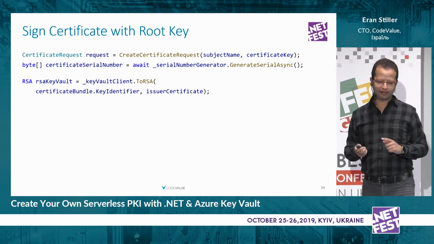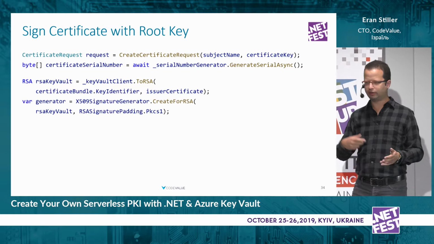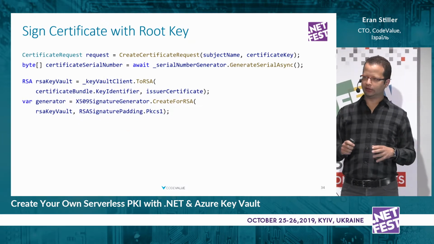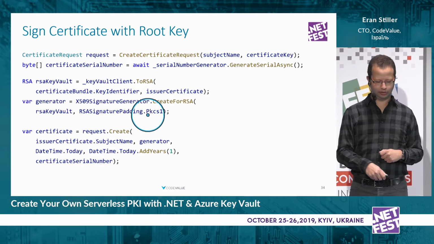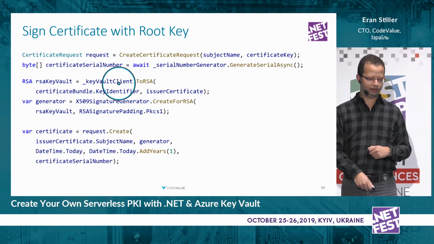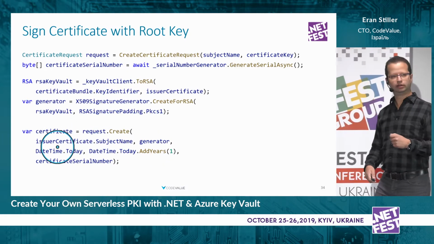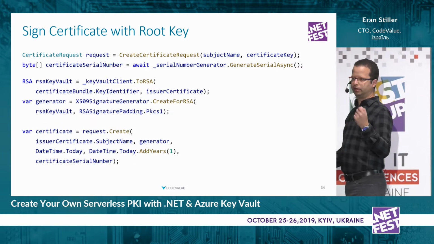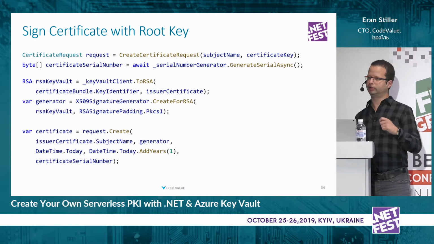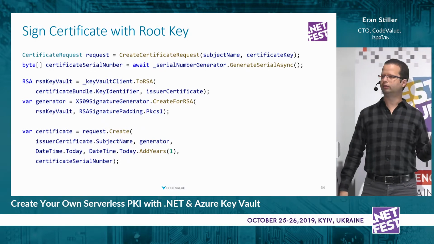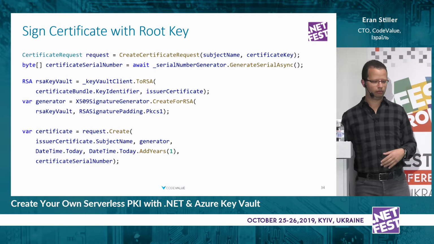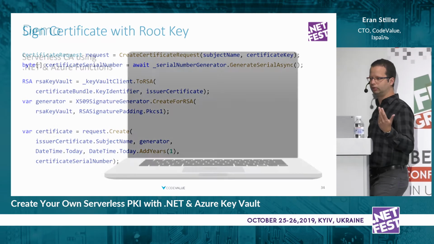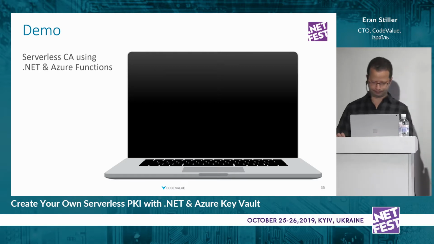So that's really nice, because once we have that, we continue, we create something that's called a signature generator, again, part of system cryptography. And we get to the important part where we create the certificate, we give it the name, we give it the generator we just created, which encapsulates the Key Vault client eventually. We give the validity period and the serial number, and this returns a certificate according to the parameters we got, the subject name and the public key we got, signed by the root certificate, where the signature process was done on Key Vault without the private key ever leaving Key Vault, thus achieving what we wanted. Once we have the certificate, we can simply send it back to the device, and they can continue on with it. So let's see it in action.